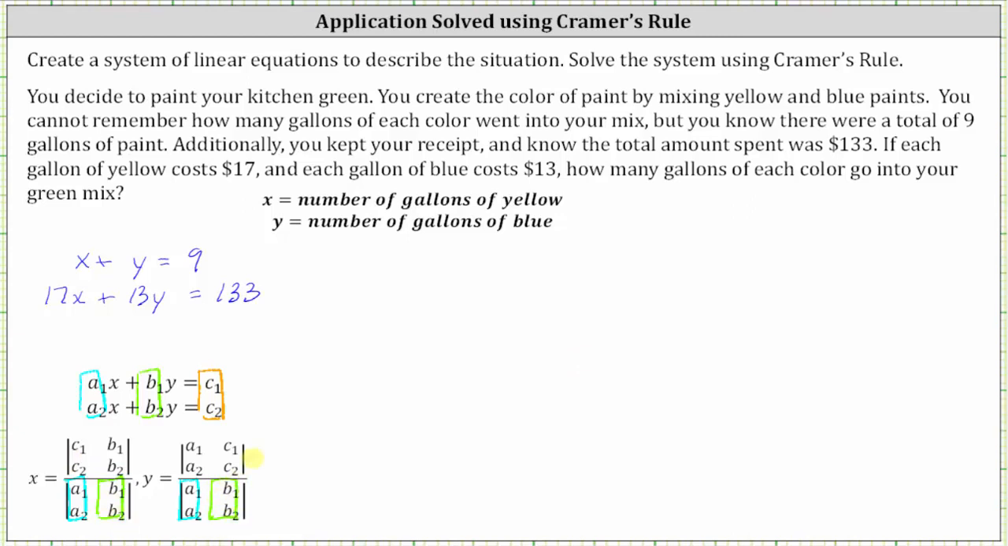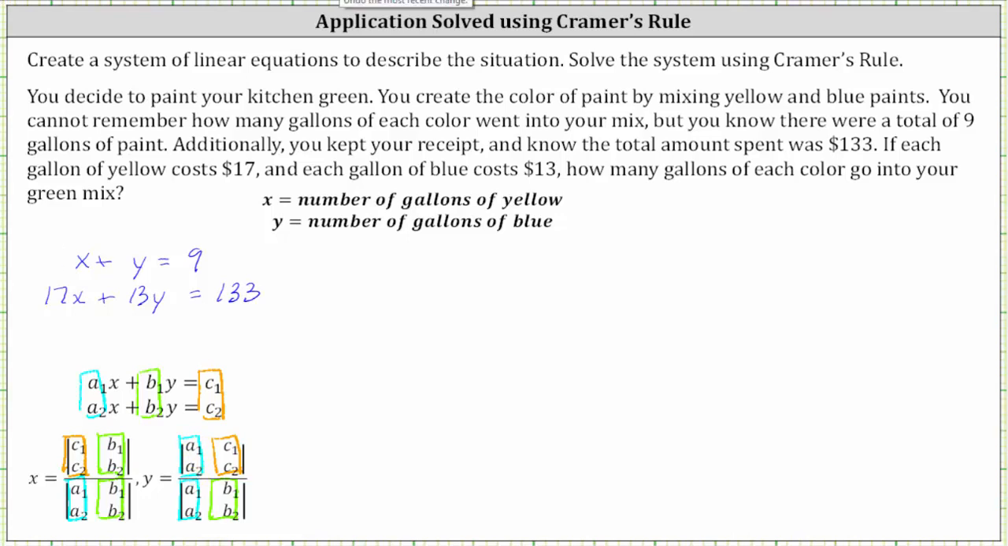And now let's focus on the numerators. For the 2 by 2 determinant for x, the first column is replaced with the constants on the right side of the equation. And the second column remains the coefficients of y. And then when solving for y, again focusing on the numerator, notice the second column in the numerator is replaced with the constants c sub 1 and c sub 2, and the coefficients of x remain the same in the first column. Let's set up Cramer's rule to solve our given system.